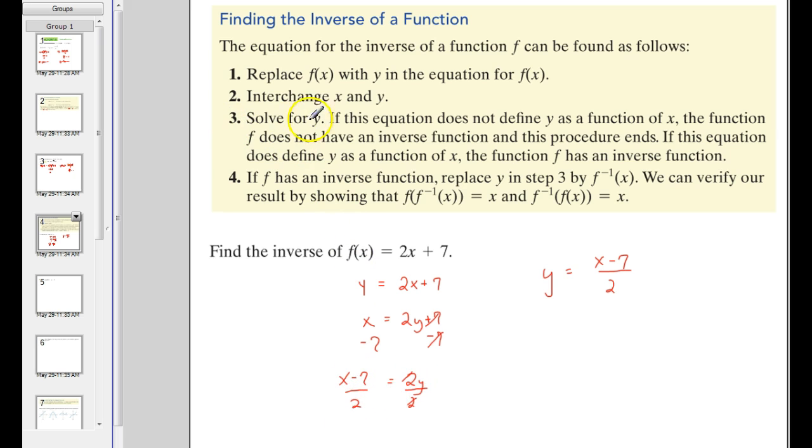Alright, so we've done that. We solved for y. And then replace y with f inverse.